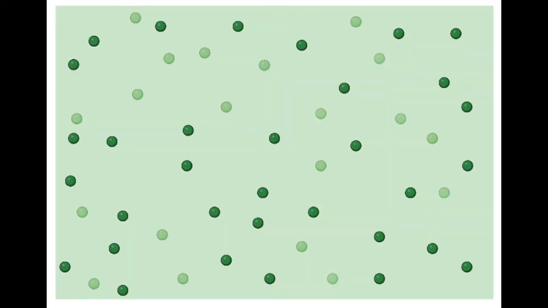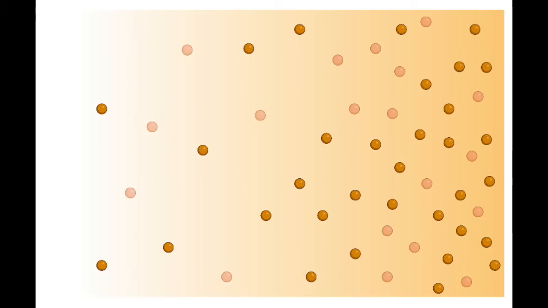All right, which way will the green molecules diffuse? These green molecules are already at equilibrium, so they're going to continue to move randomly in all directions. Which way will the orange molecules diffuse? These orange molecules are going to move to the left, because that's the area of lowest concentration.